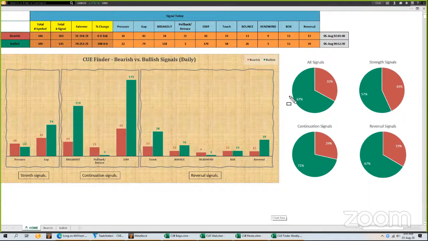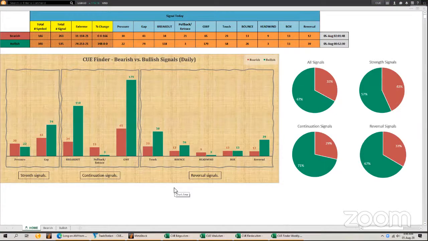This is also bullish. If we look at all signals, 67% bullish, strength 57%, trend continuation higher 71%, and reversal. Again, reversal is also more bullish than bearish. Certainly, trend continuation is also more bullish than bearish. In this market, it is difficult to look for short trades. My market view is bullish.